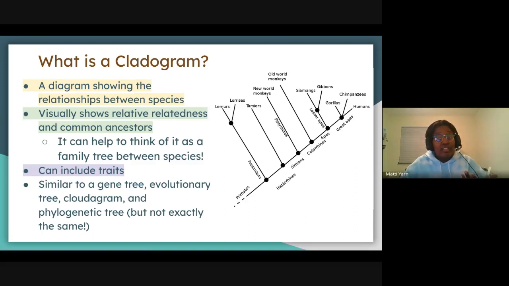It's kind of like a family tree, okay? Or a pedigree, what we were working on earlier in the semester using the pedigree with the different traits that we were tracking through a certain family. This is species-wide, okay? So it can also include traits, but it doesn't always include traits. But there are other names that are usually interchangeable or used in addition, such as gene tree, evolutionary tree, cladogram, phylogenetic tree. Just all a little bit different, but you'll likely hear a lot of those as we continue to learn about this, or if you look more into it.